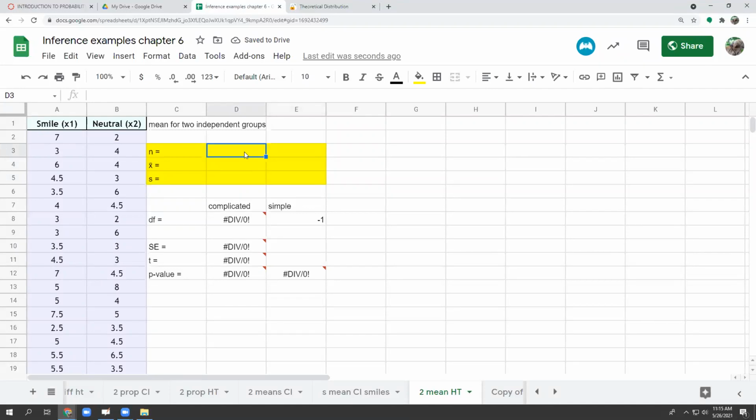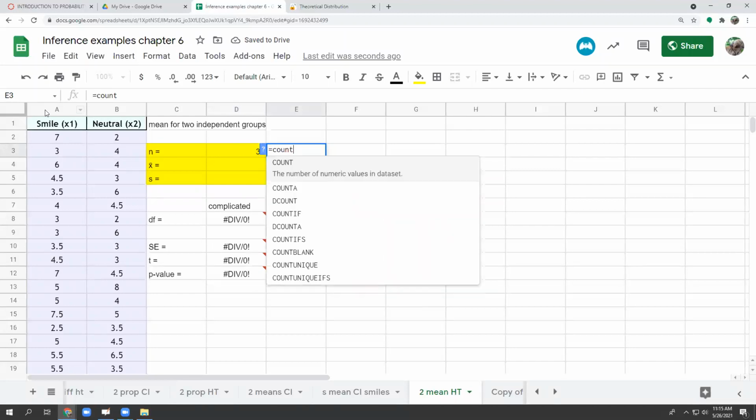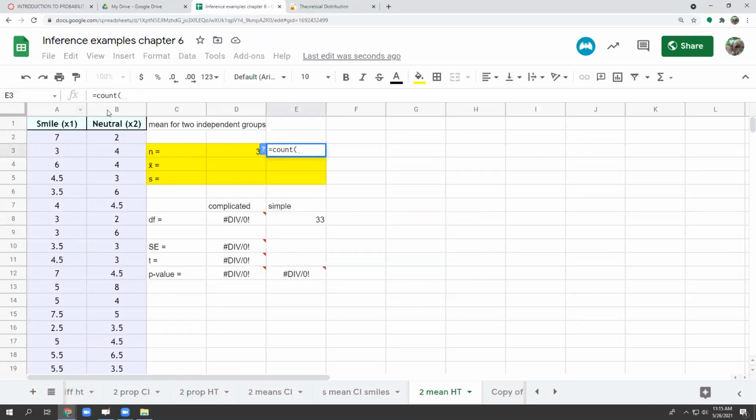So remember, we humans make lots of errors, so we're going to use the computer to count to get n. I do the count function, and I'm just going to grab everything in this column because that's all that should be there is the data. 34. Same thing here, count. Grab everything in this column. The nice thing about using the everything in the column option there is later, if somebody else gives me a different data set, I can just paste it in columns A and B, and these will automatically recalculate correctly. So we're building a reusable sheet that, if given the data, we can run a hypothesis test.